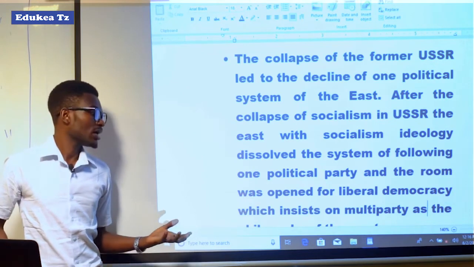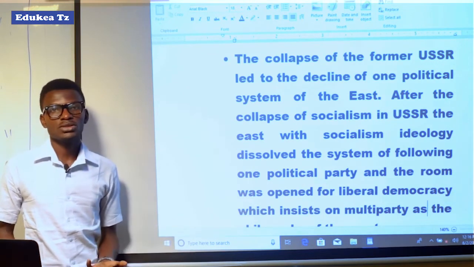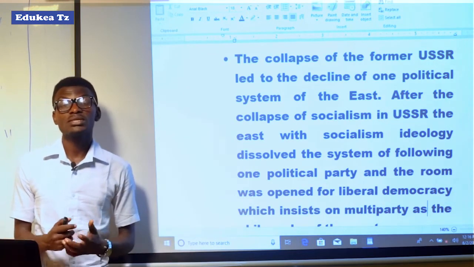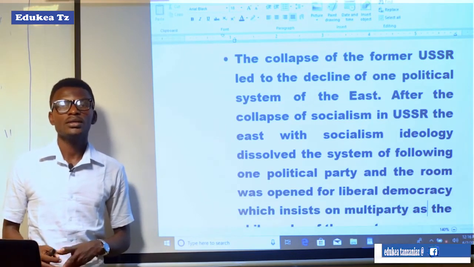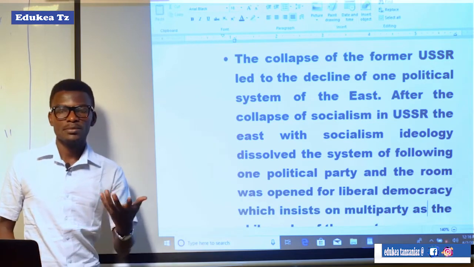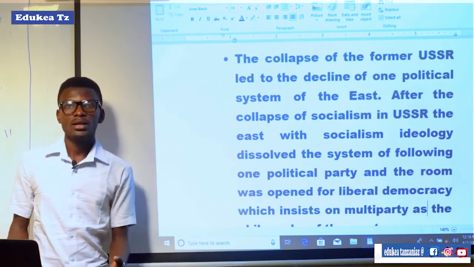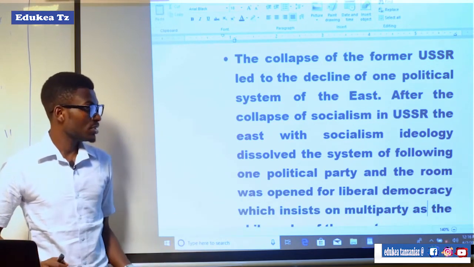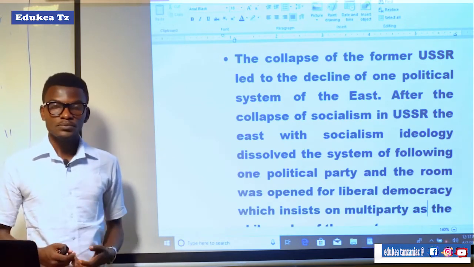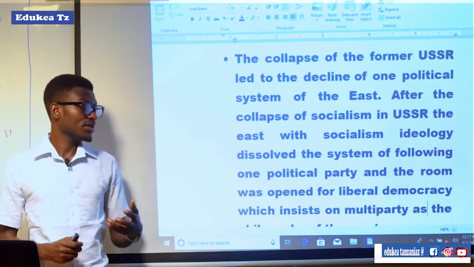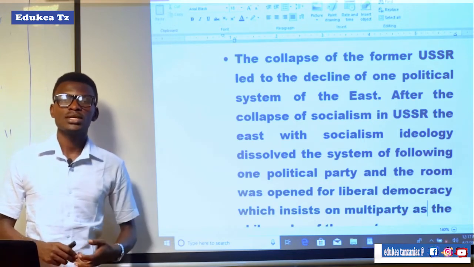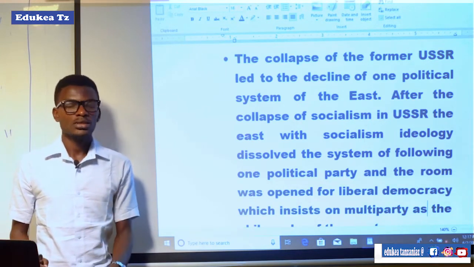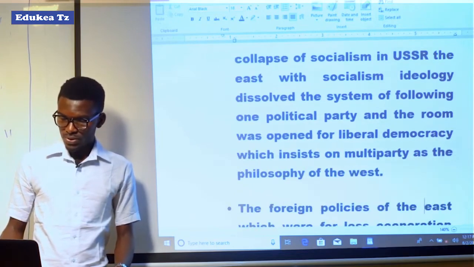to open up liberal democracy, whereby a multi-party system was introduced in different Eastern countries, including Russia, where many political parties were established and started to compete in getting power in the country.